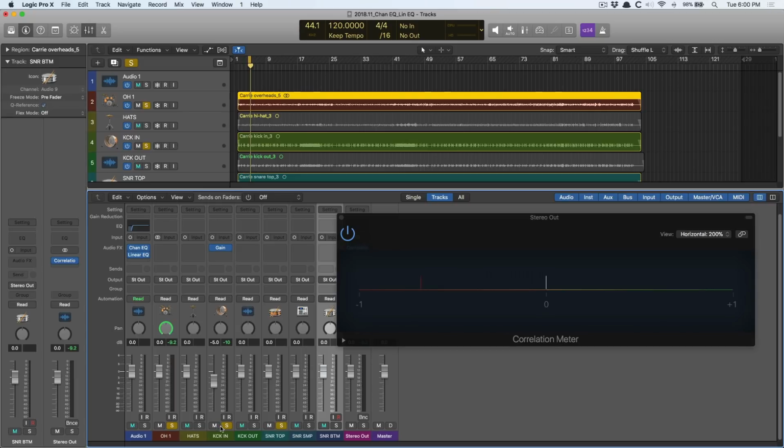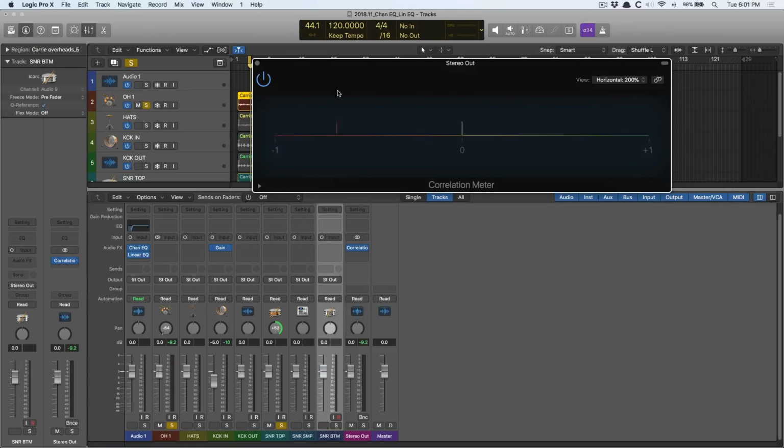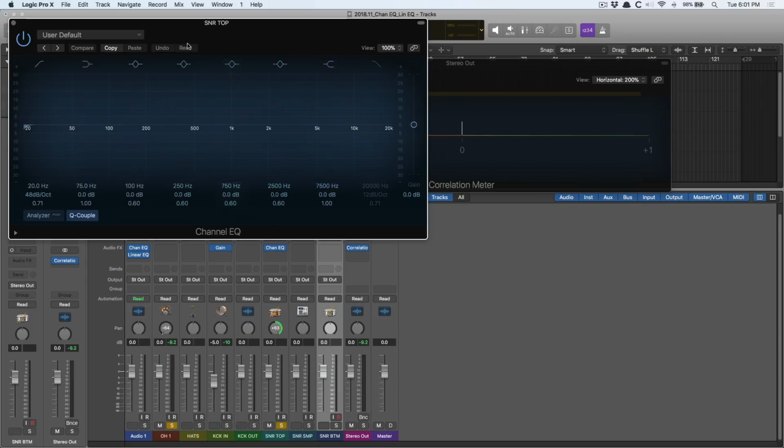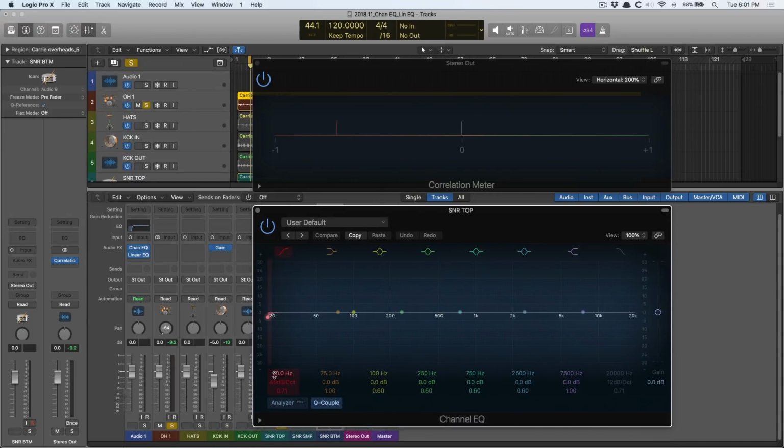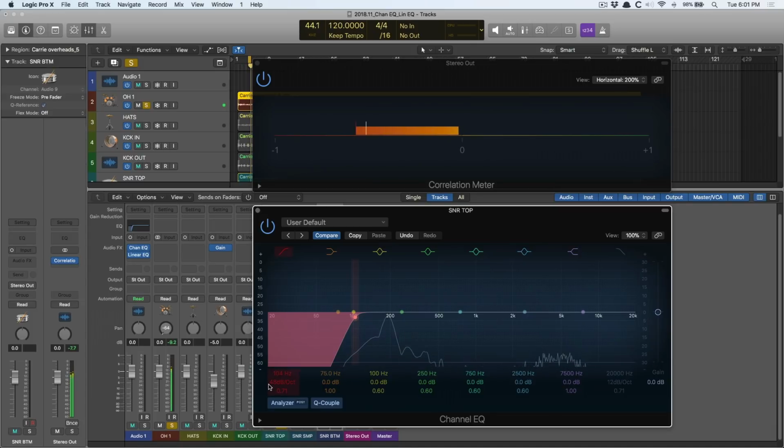Let's solo the snare. I'm going to move that all the way to the right. I'm going to move my overheads all the way to the left because this is the best way to demonstrate. I'm going to open up the channel EQ on the snare and I'm going to start high passing. Starting at 20 hertz, I'm going to go all the way up to 100. Watch this. I'll even open the analyzer here. As you could see, the snare went from the plus one region of this meter to the negative one because the high pass filter rotated the phase of the snare, and now the snare is out of phase with the overheads, where before it was in phase.